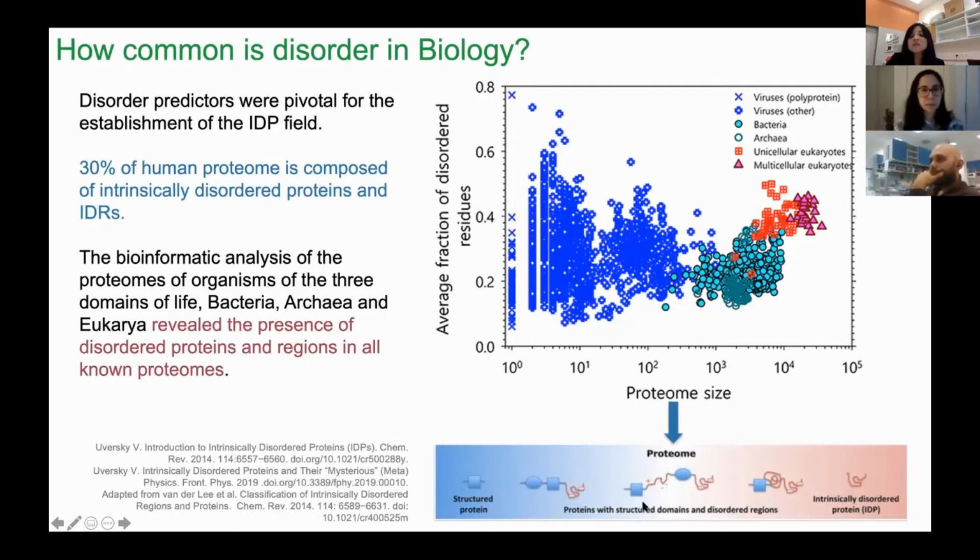But we also know, and we want to emphasize that, because some proteins are composed of domains, some proteins are composed of globular domains and also disordered domains.